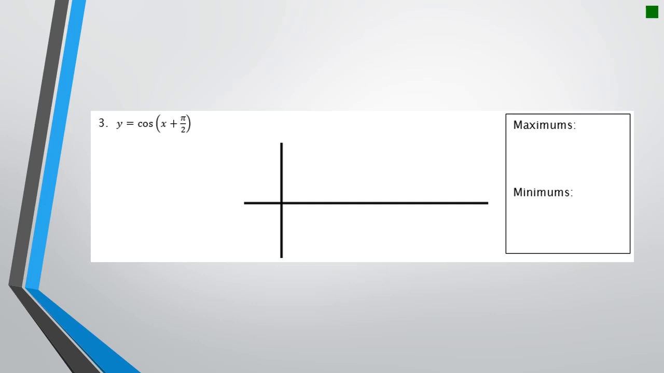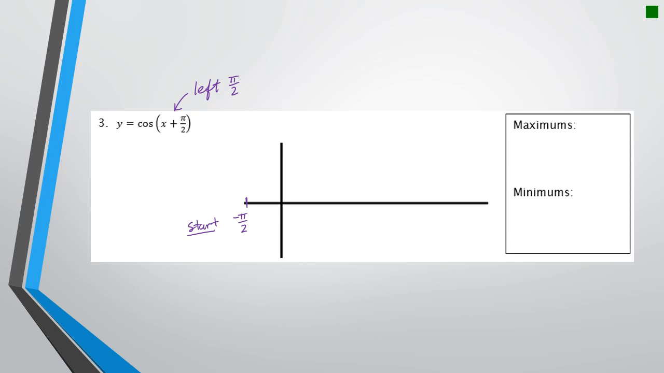This problem has a phase shift because I have these parentheses. So what this tells me, since it's plus, is that it's going to go the opposite direction. So it's actually going to go left pi over 2. So since normally we start at 0, if I move to the left by pi over 2, my new starting point is actually going to be here at negative pi over 2. So the graph is going to start here where I put that purple negative pi over 2.